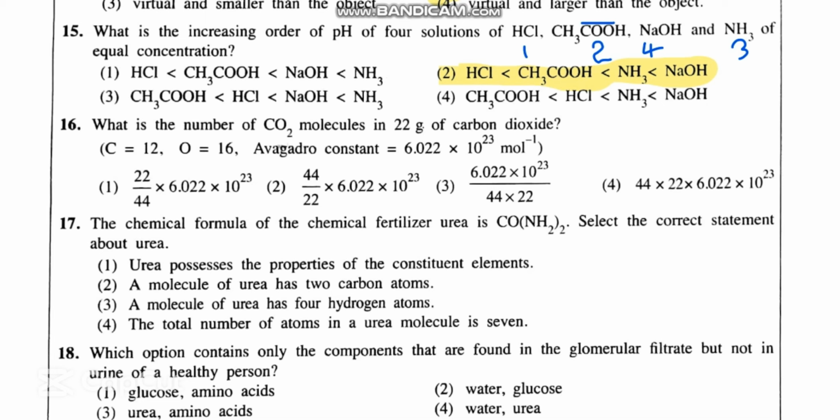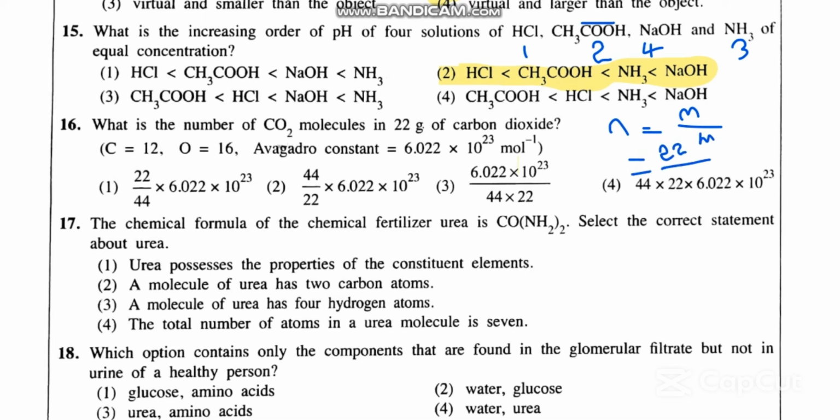What is the number of CO2 molecules in 22 grams of carbon dioxide? Okay, let's see. Number of molecules. If you want to find the number of molecules, first you should find the amount of moles. Amount of moles only we should multiply by the Avogadro constant. So let's see how many moles we have. How do we find the number of moles? n equals m over M. Small m is the given mass, 22.